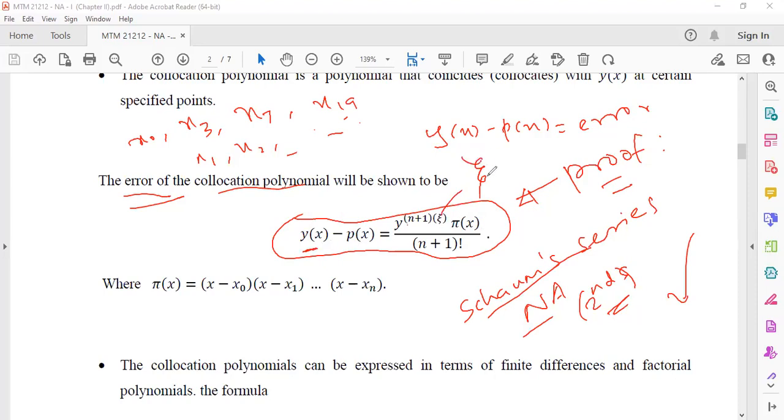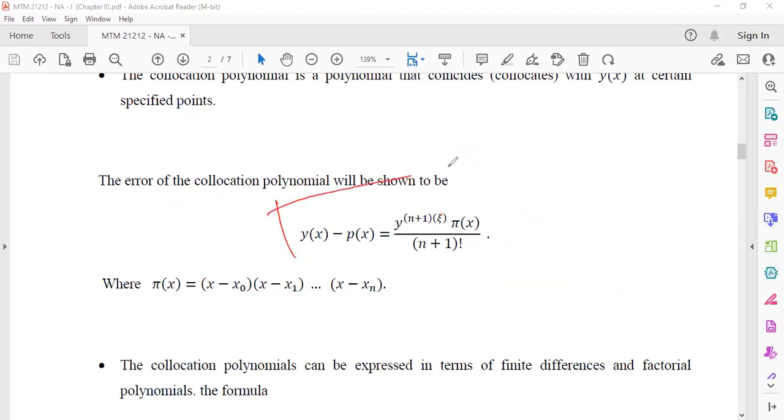This notation we say xi, like an epsilon. We can have this as a notation for the error: y^(n+1)(ξ) times π(x), divided by (n+1) factorial. I will explain what these things are. You don't need to use these, but just to know, there is a proof. If you are interested, you can check how to get this formula.